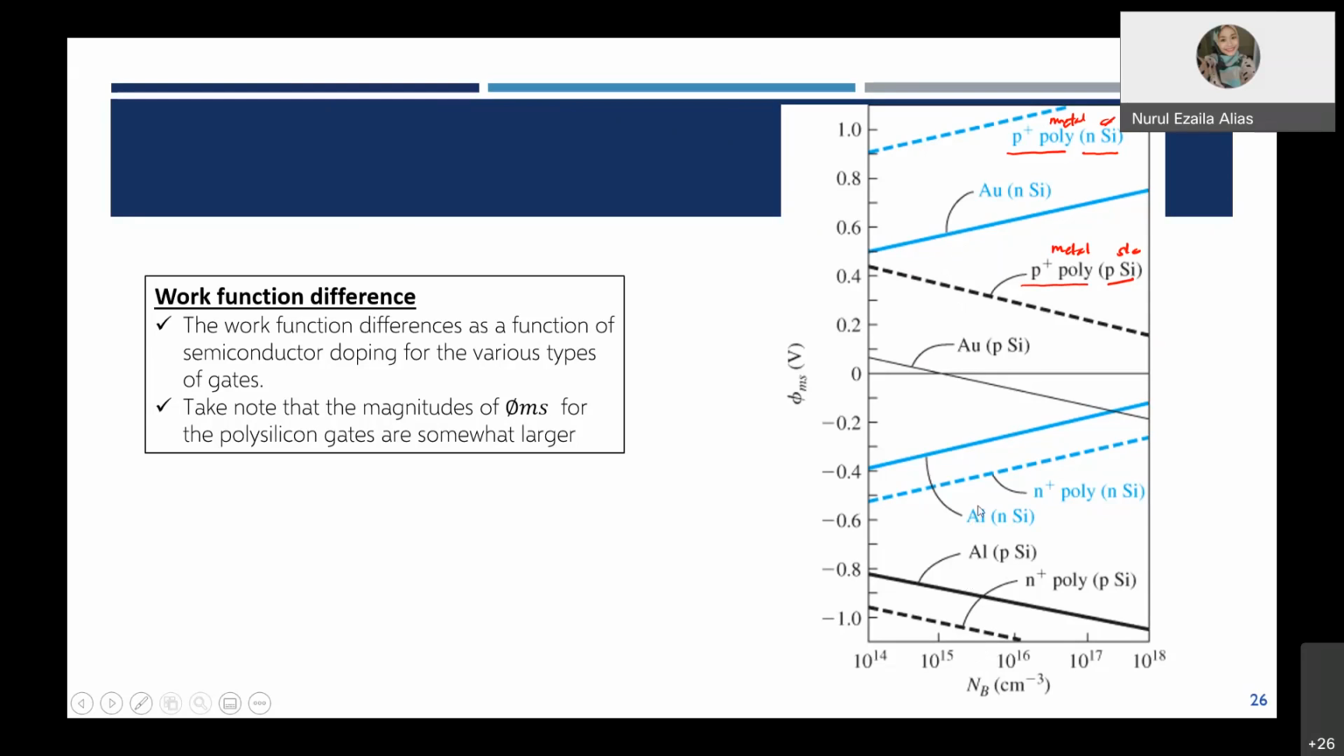For example, if the combination is N plus poly and N-type silicon, then the line where you can find your phi ms is this line. The concentration now depends on the question. If let's say ND is 10 to the power of 17 given, so this will be your line, and this intersection is actually your phi ms. So this is the phi ms for this particular system, N plus poly with N-type silicon for ND equal to 10 to the power of 17. This work function difference is different in all combinations. If you have real metal, not polysilicon gate, between gold and N plus polysilicon, this is the line.